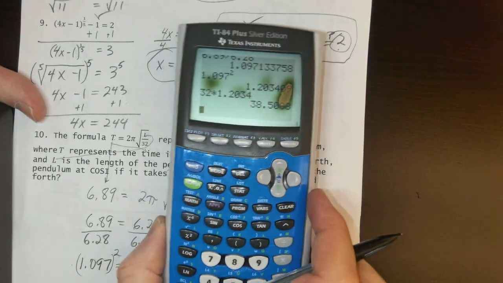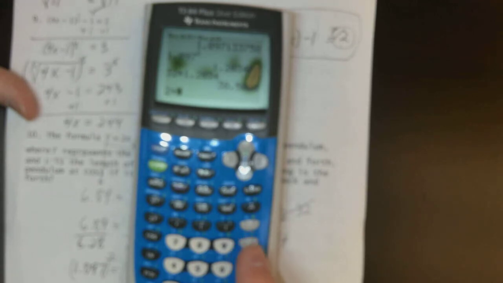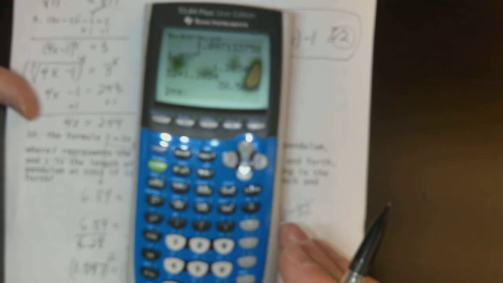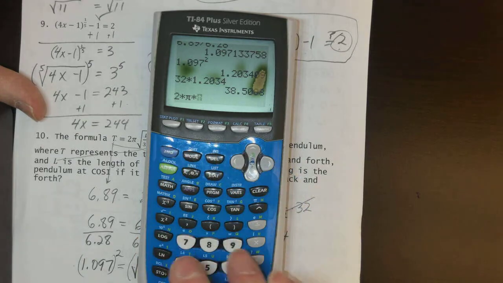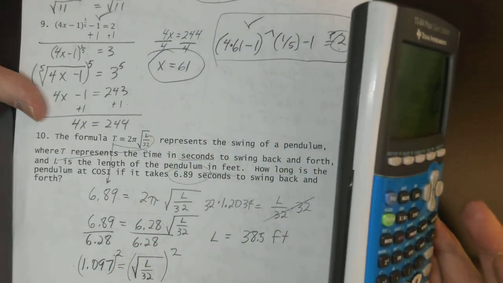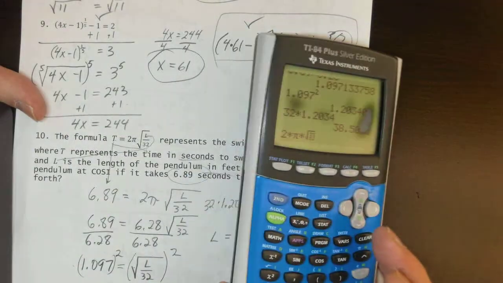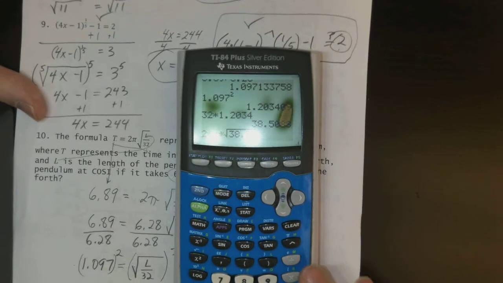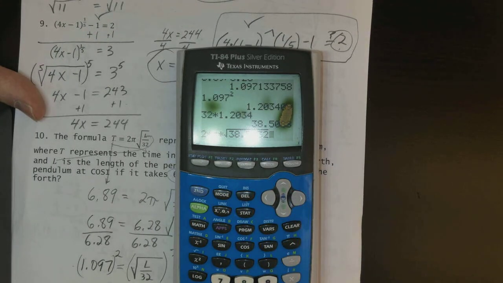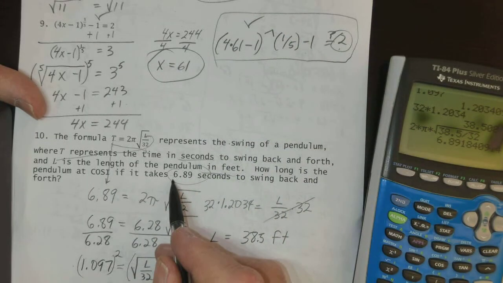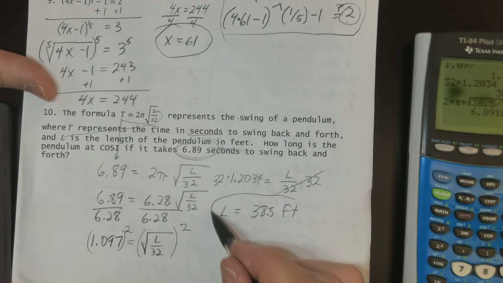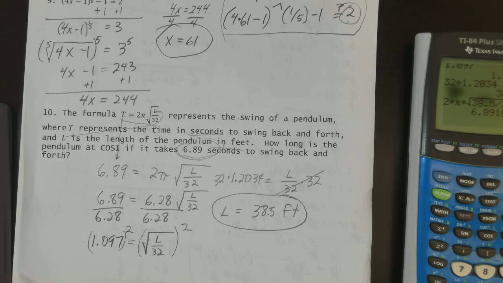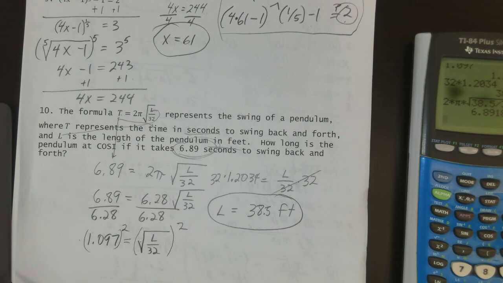Okay. Now I'm just going to check real quick. I want to see what 38.5 will do in this equation. 2 times pi. There's a pi button here. I think I'll actually use it this time, if I remember where it is. There it is. Second, and then it's this button right here. 2 times pi times the square root of L, L's 38.5. 38.5 divided by 32. 6.89, very close. All right, so at COSI, that pendulum, if you've ever been in there, is about 38.5 feet long. All right, guys, this is a summary of the test here.